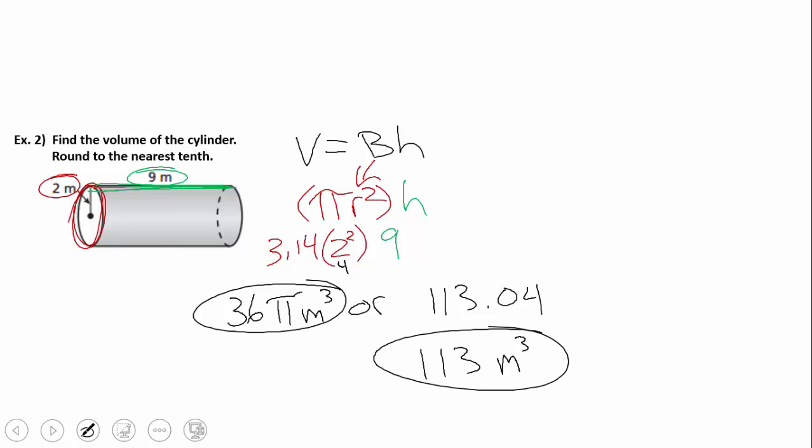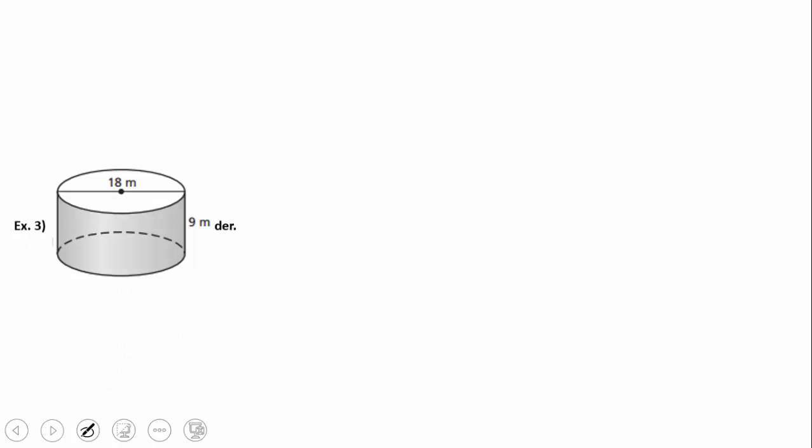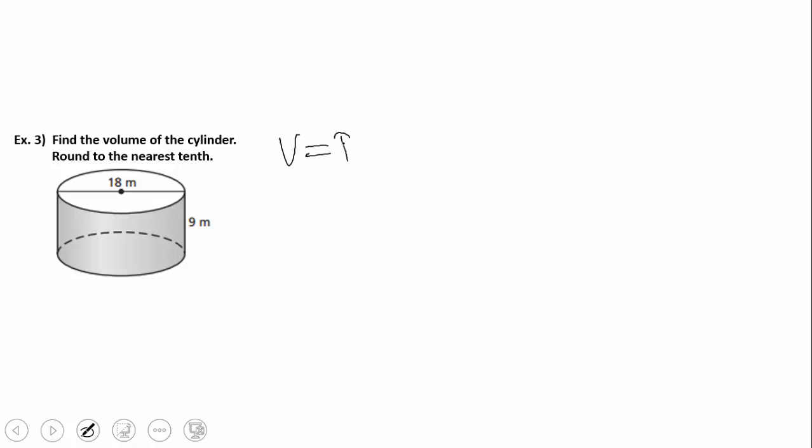All right? Moving right along, it's all more of the same stuff. Here we have the volume of another cylinder. We know that volume is equal to area of the base times the height. We recognize that we have a circular base on our cylinder, and so we're going to go pi times the radius squared.